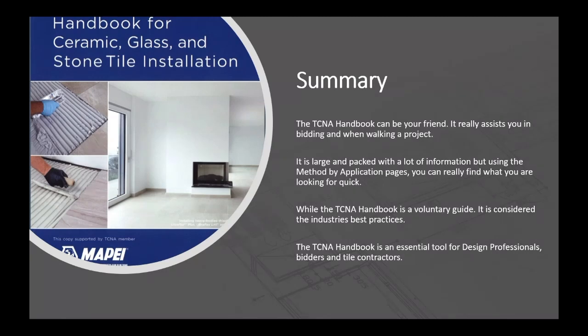All right, so in summary, I honestly believe the TCNA Handbook can be your friend. It can really assist you in bidding and in walking a project and trying to come to an agreement with the GC or superintendent for that matter. I know it's large. I know it's got a lot of information in it, but take time to go through it and understand the different parts of it so you can go through it a little bit easier when you need to. Use the method by application pages. That's one very, very helpful tool. Or for that matter, if you're bidding and all you have is method numbers, then look it up by the method number and they'll tell you the page number right next to it. Those are in the back of the book.